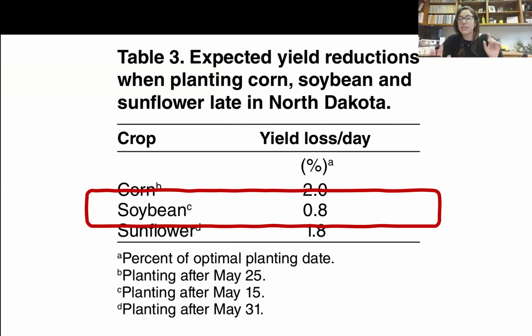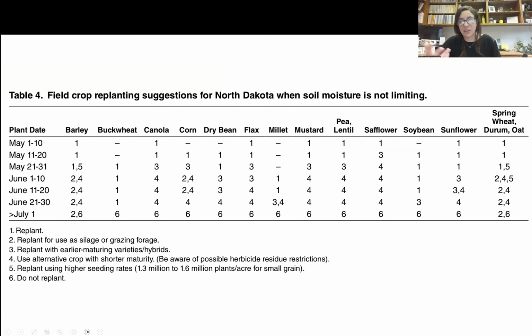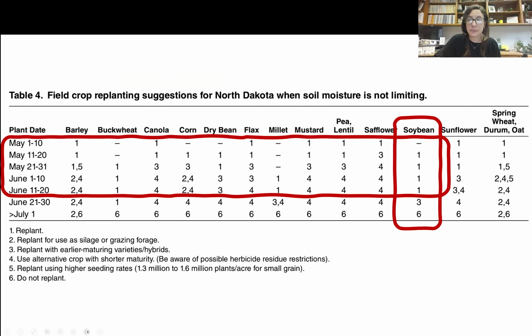Something that we mentioned is the calendar. So we know that every day after May 15, we are losing up to 0.8 bushels per acre. So basically, what we are saying here is that we are losing yield potential. So every day after May 15, we are losing yield. That's something we should consider when we are talking about the calendar.